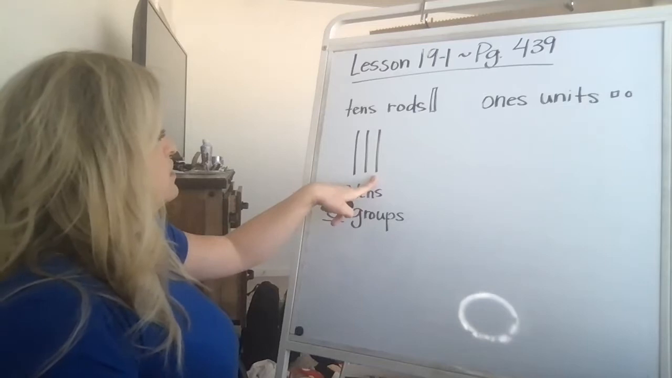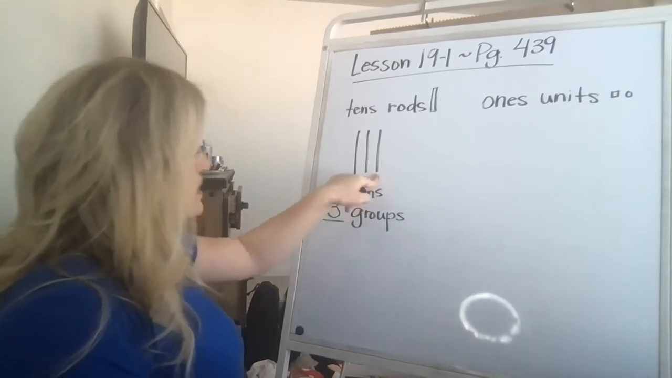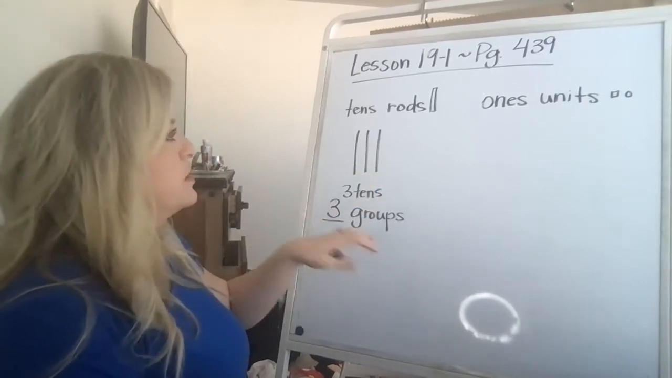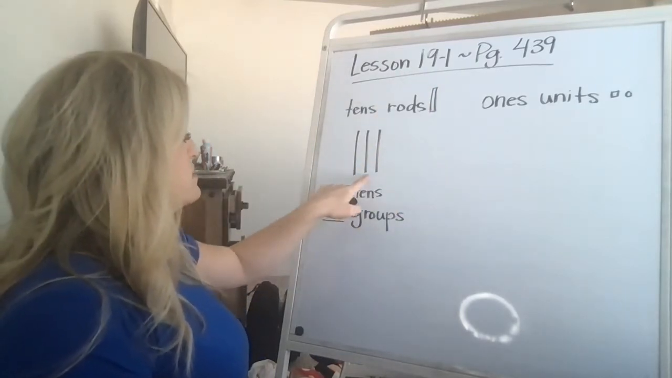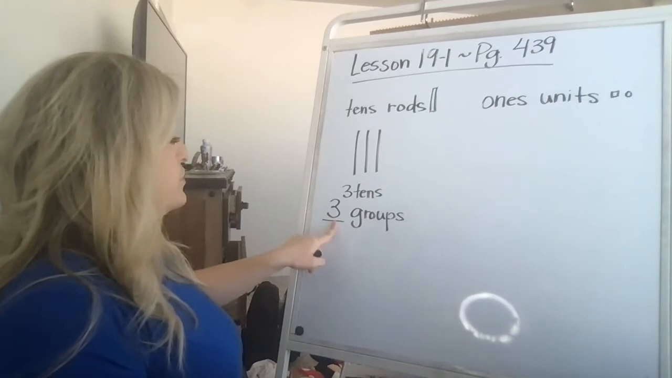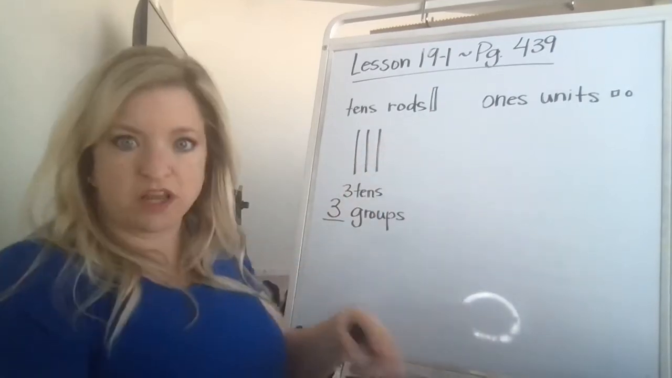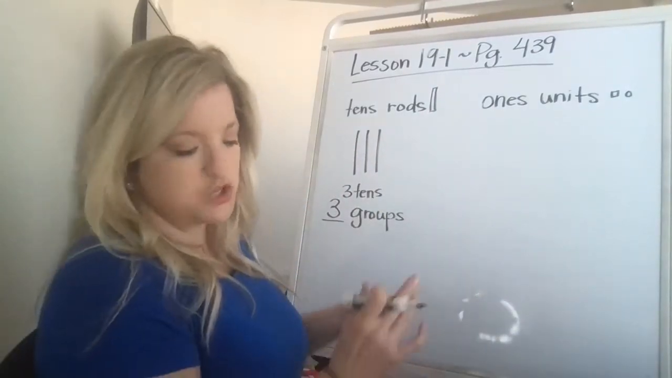10, 20, 30, 1, 2, 3 sticks of 10. That's what you're working on in lesson 19, is how many sticks of 10s are in 30 or in 40 or in 50, okay? Use ones units.